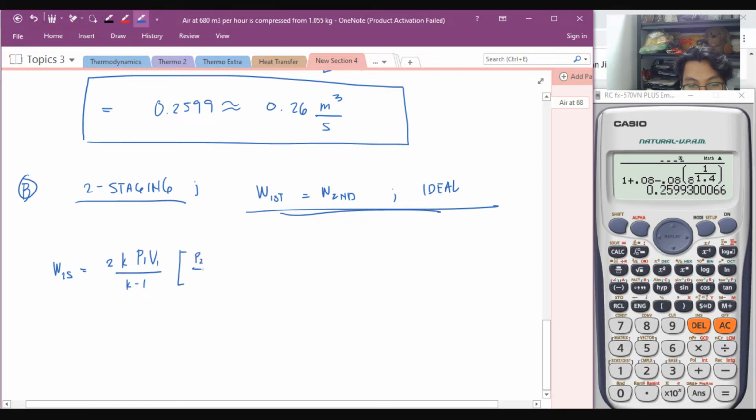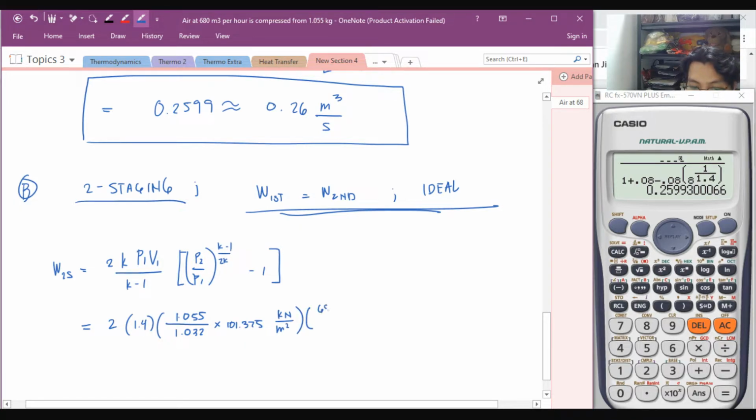So this is P2 over P1 raised to K minus 1 over K, minus 1. Kaya lang, naka 2 stage ka dyan. Final pressure, 2N, N minus 1. Ito, multiply ko rin to ng K. Okay, ganun yung formula niya. So, this is 2 K minus 1, o di 1.4 multiply to P1, V1. Yung P1 mo is 1.055 tapos 1.032 times 101.325. Ang unit nito is kilonewton per meter squared.